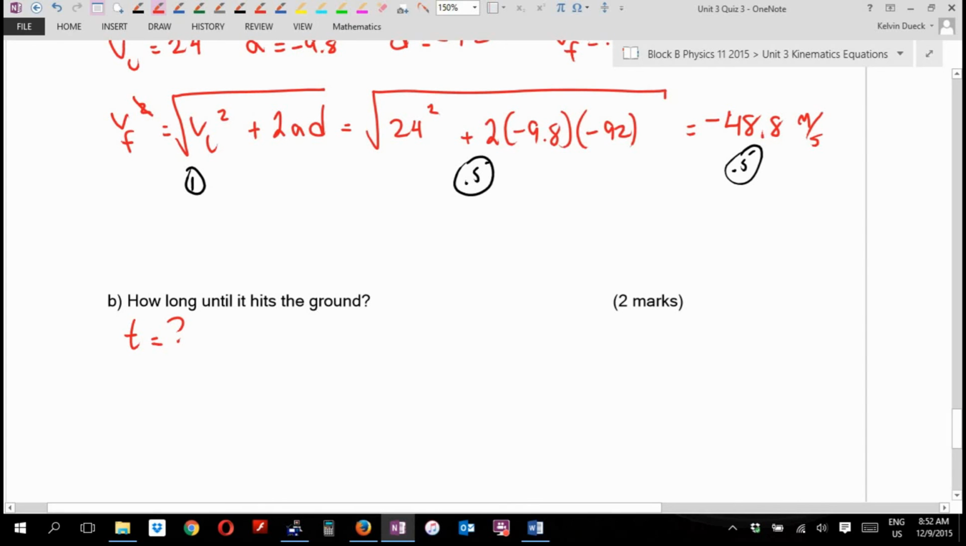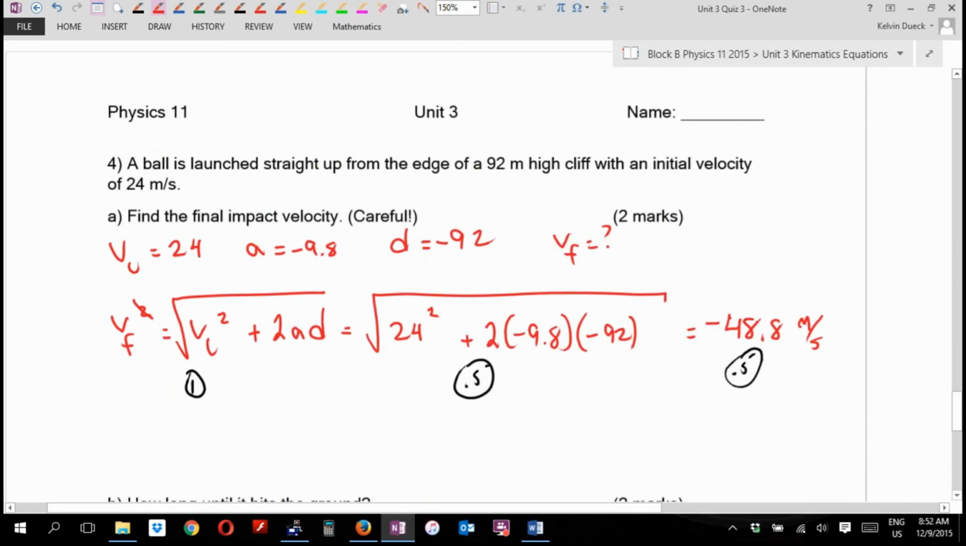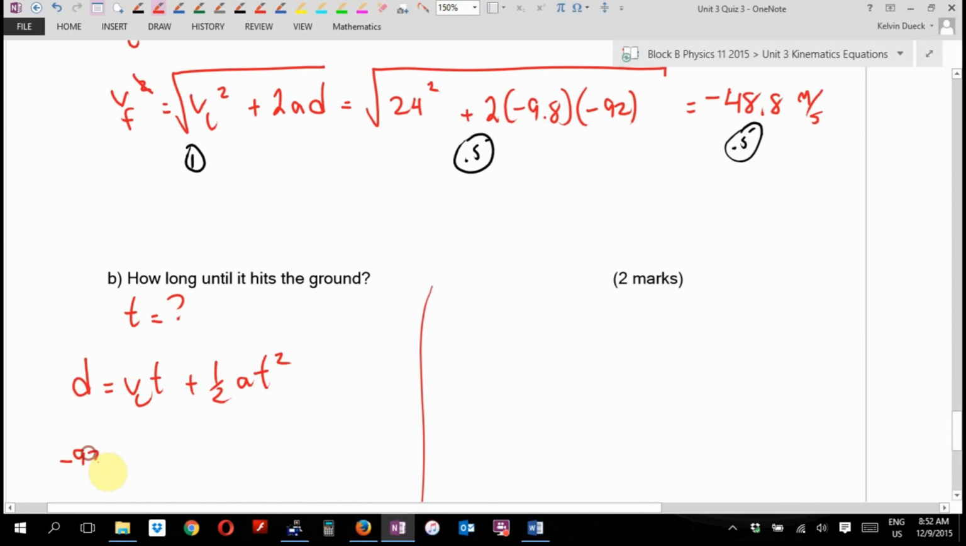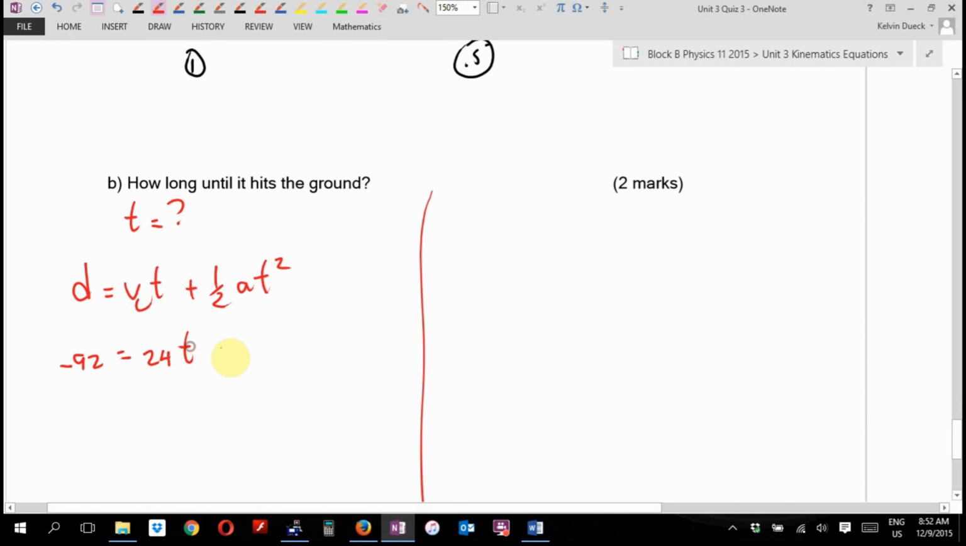You have 2 options here. You can use the quadratic. You can say, oh, my displacement is negative 92. VI is 24t minus 4.9, that's a half of negative 9.8, t squared. What kind of an equation is this, Hannah? Hannah would say it's a quadratic. How do I know? Because it's got a squared. How do I solve a quadratic? Make it equal to 0. I've just learned how to do that in math.